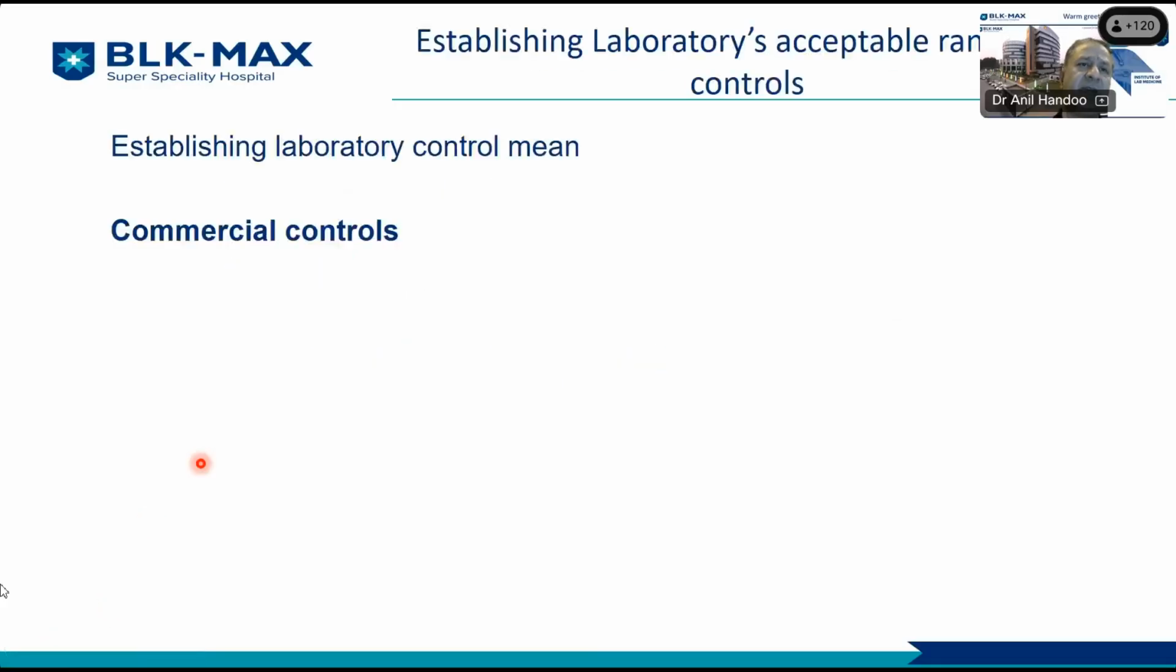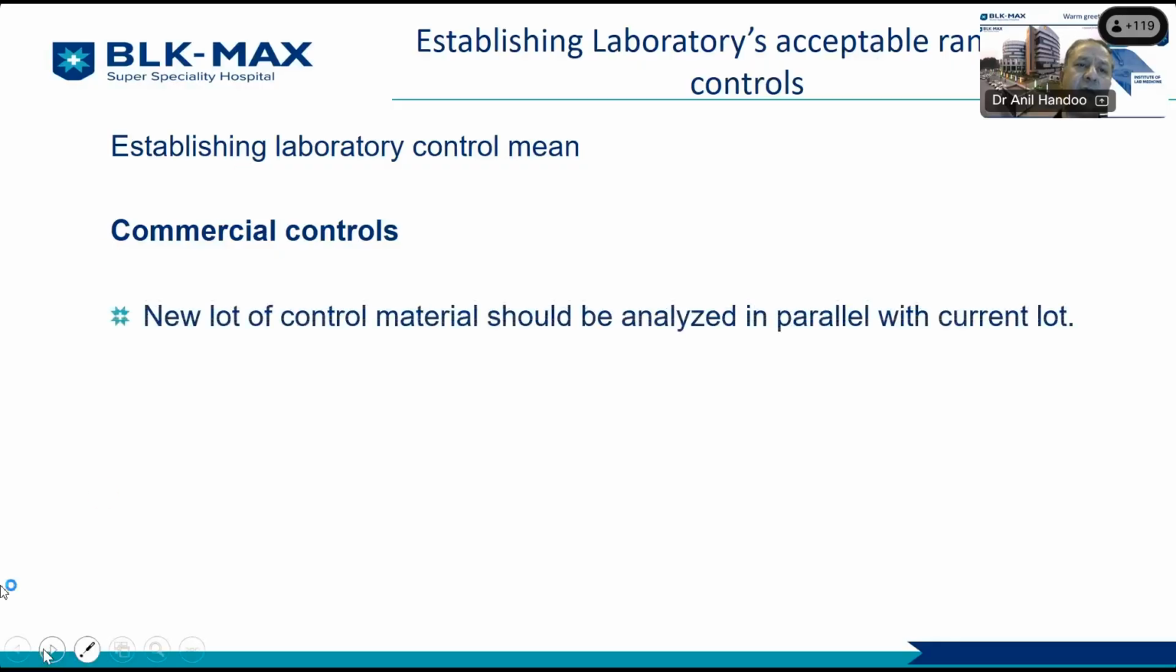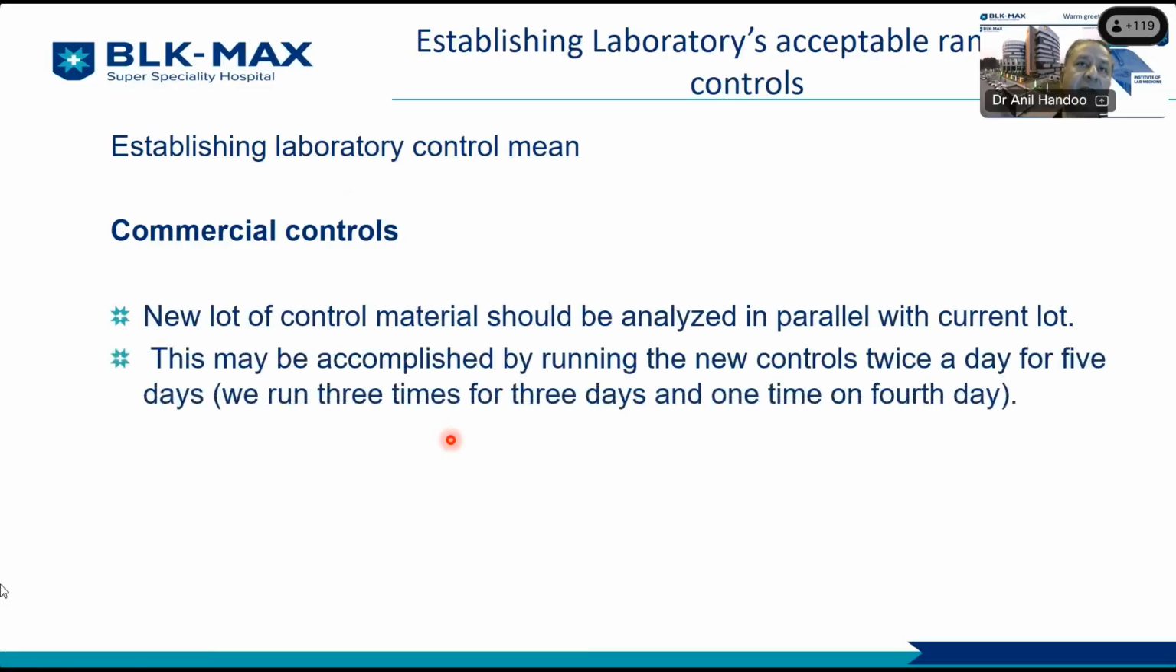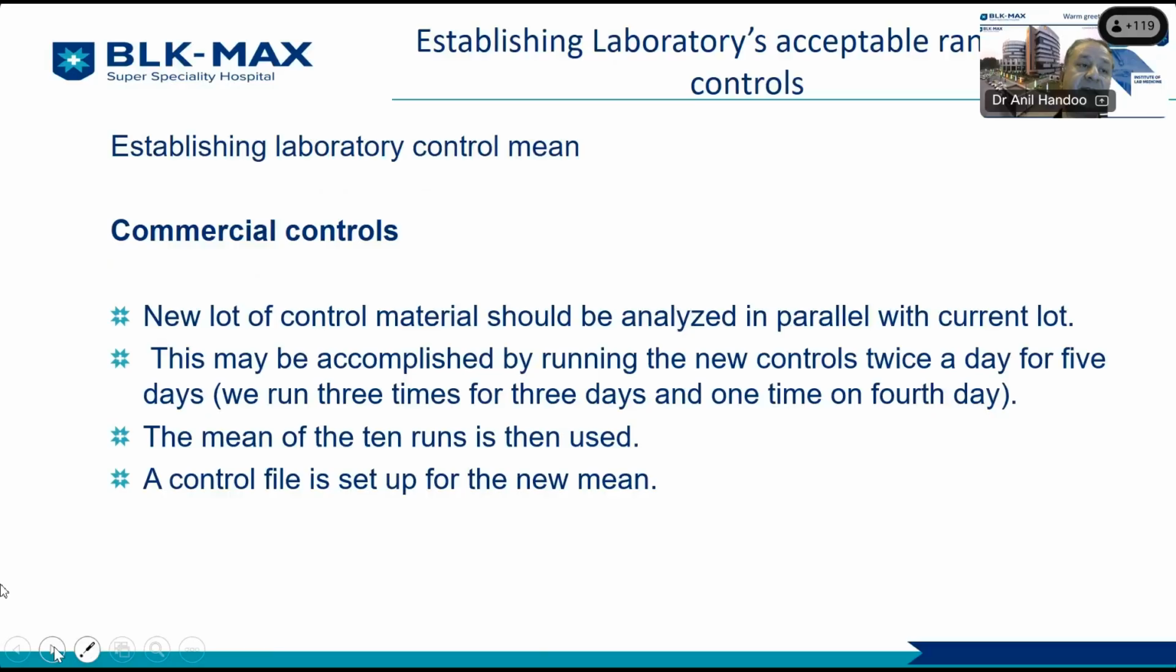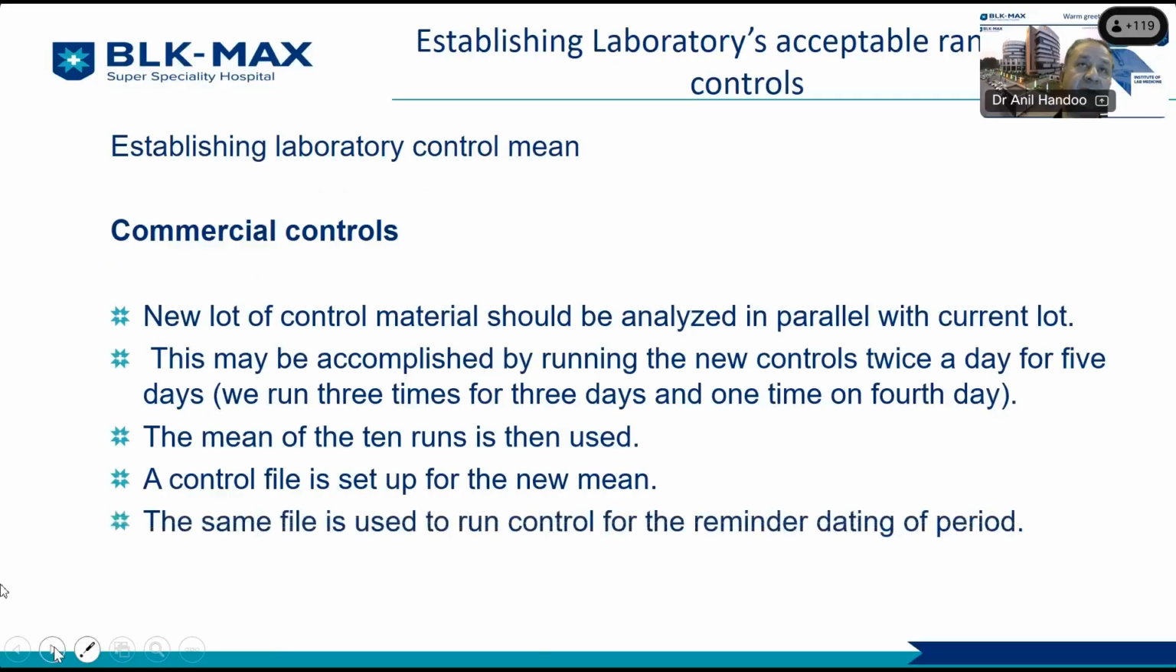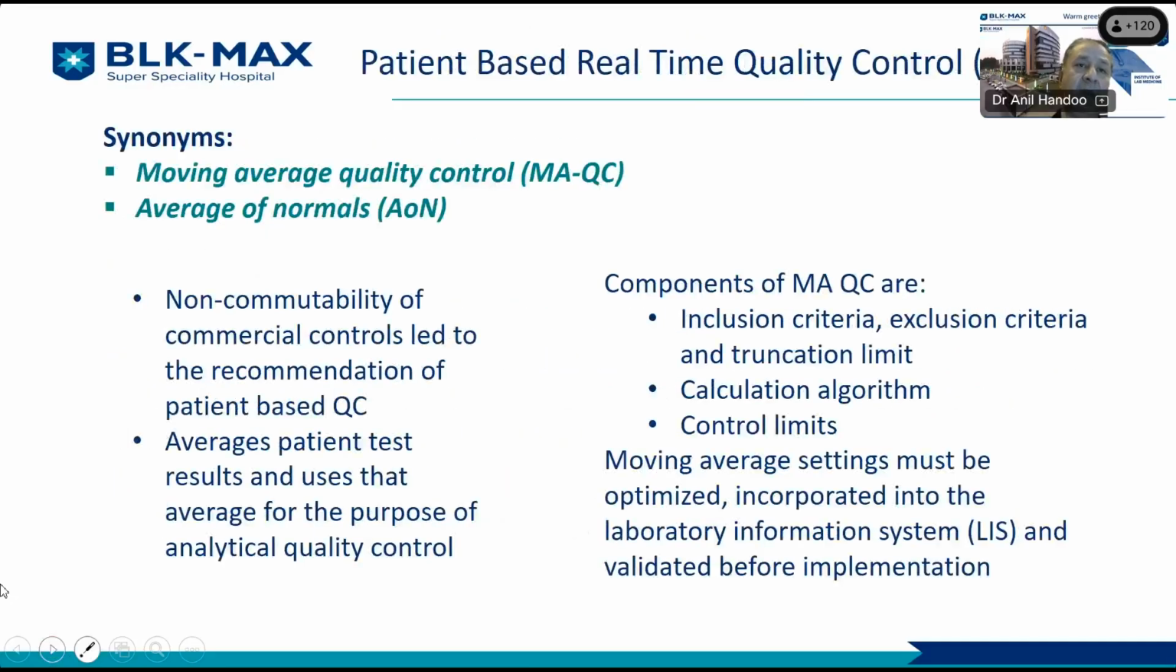Now, establishing acceptable controls within the commercial controls, as I told you, we need to run them. A new lot should be run parallel with the current lot. And once you've done that, you'll get enough data points, roughly 5 to 10 data points, with which you will be able to set up your own mean. And based on that mean, from the 10 runs, you will then be able to run the sample. And this will ensure that you are able to get the data perfectly the way we were expecting.